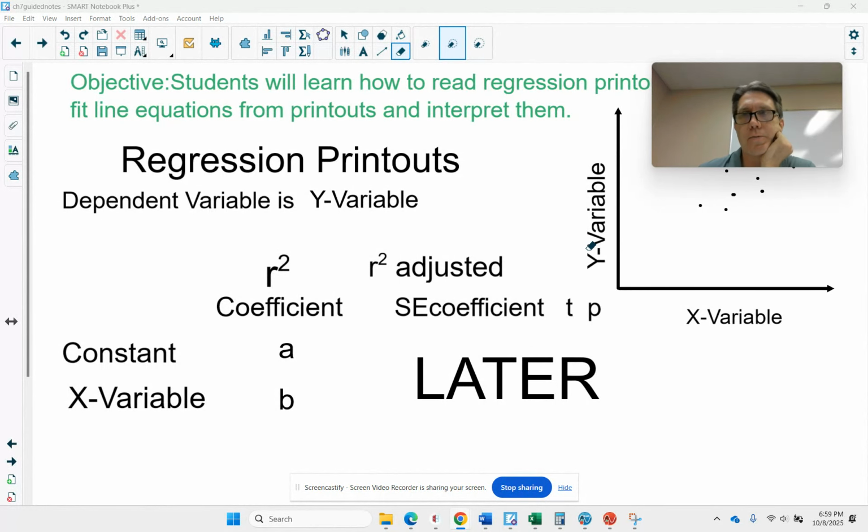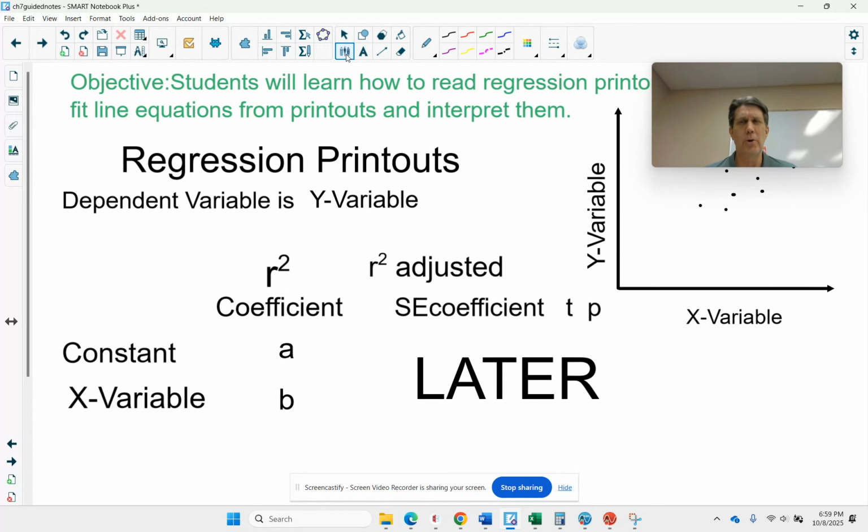Okay, last video for the chapter. This is on regression printouts. In statistics, there are these printouts when they take X and Y variables and put them in, kind of like we do in Desmos or the calculator, but there are programs like Minitab and SPSS, and we don't use those in our class. You can do stuff like that through Excel, but they will give a regression printout.